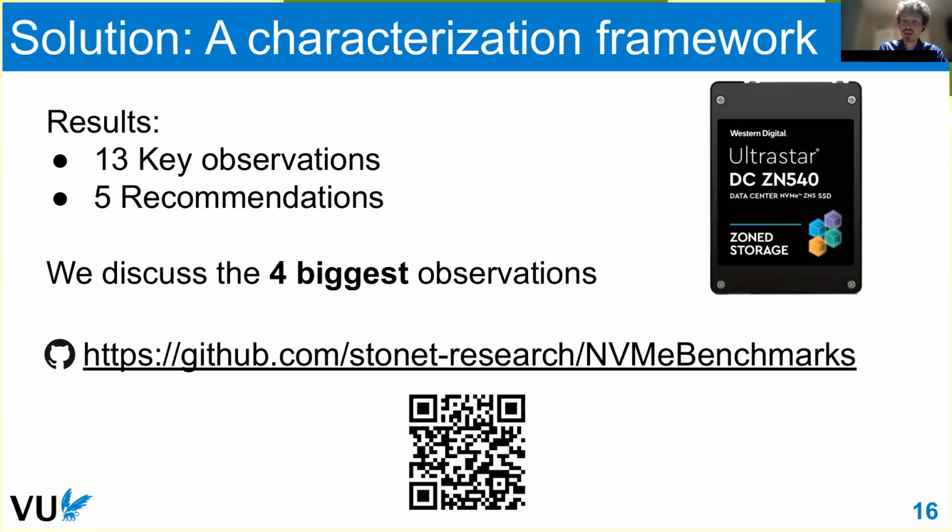By the way, there is an entire framework that is open source. You can test it out on your own ZNS SSD. You can also play around with it, see a bit how we benchmark ZNS. We urge you all to look at it. But without further ado, let's now get into our 4 observations.